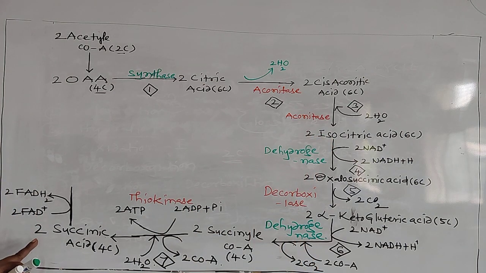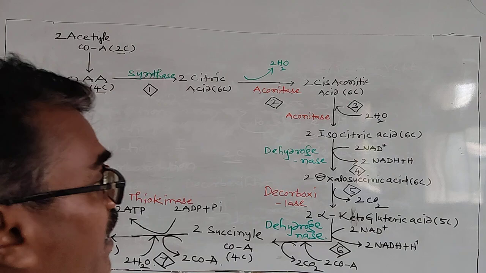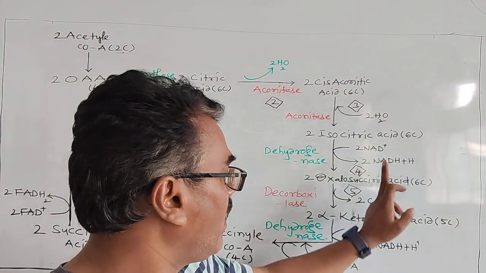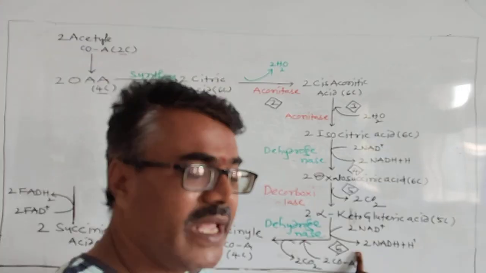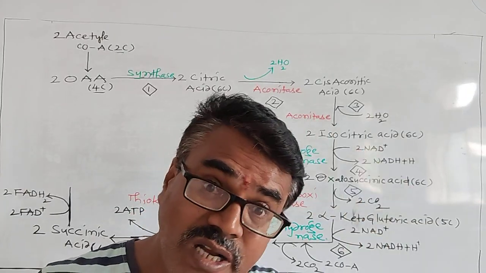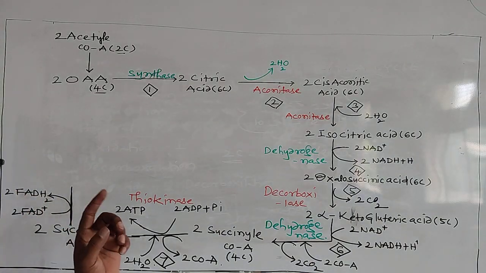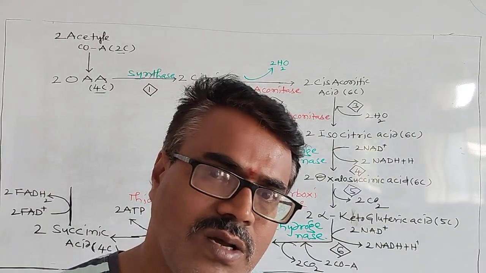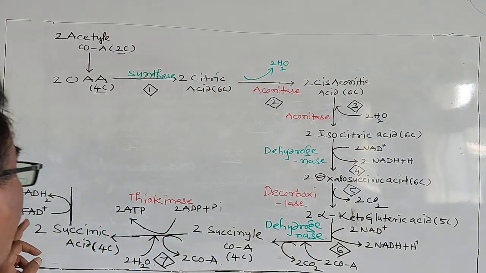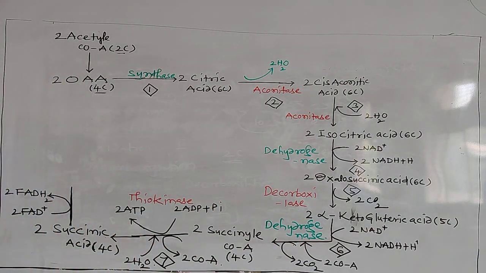These 2 moles of succinic acid undergo oxidation, that is oxidation number 3. Must remember, in oxidation 1, oxidation 2 and oxidation 4, the NAD plus converts into NADH2, but in oxidation 3, instead of NAD plus, FAD plus is involved. This FAD plus is converted into FADH2.